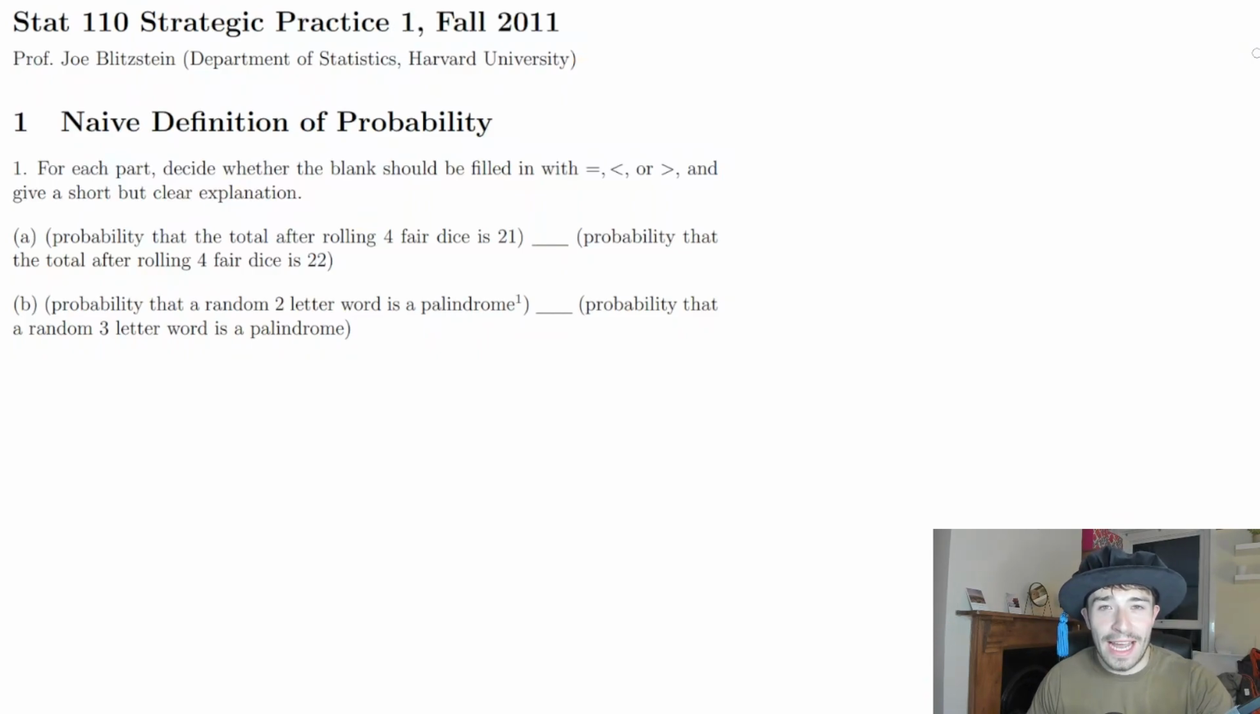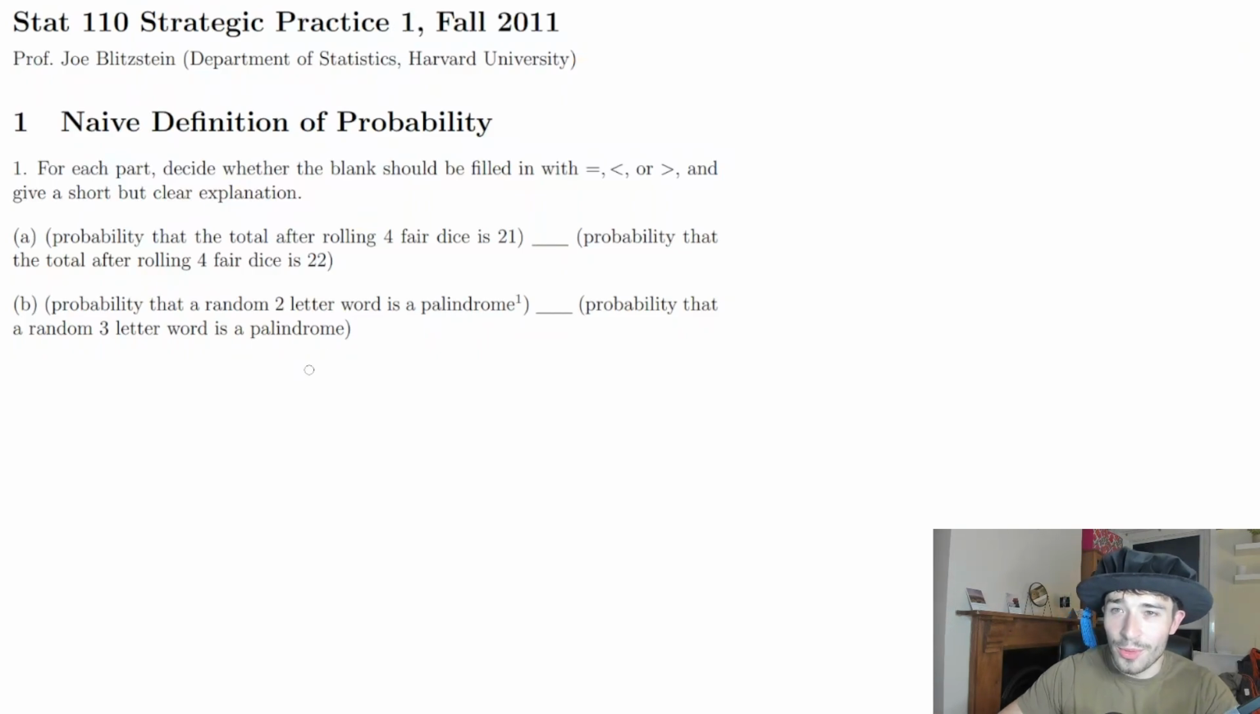Today we're going to be looking at the Strategic Practice Problem Sheet 1, question 1, on the naive definition of probability. Now, as you can tell from my very snazzy hat, I'm a doctor and so I should have no problem helping you with this.